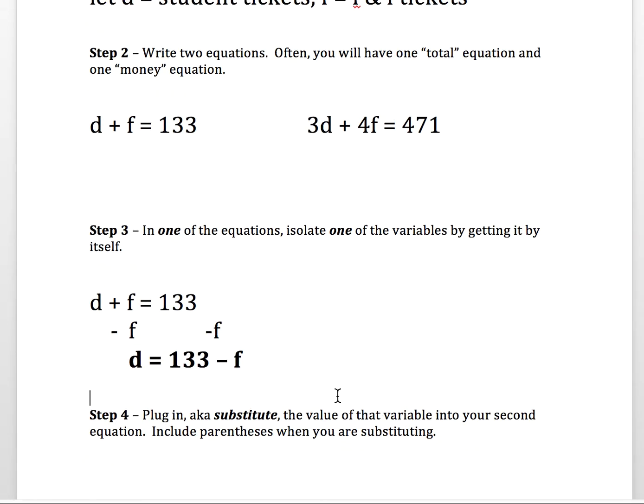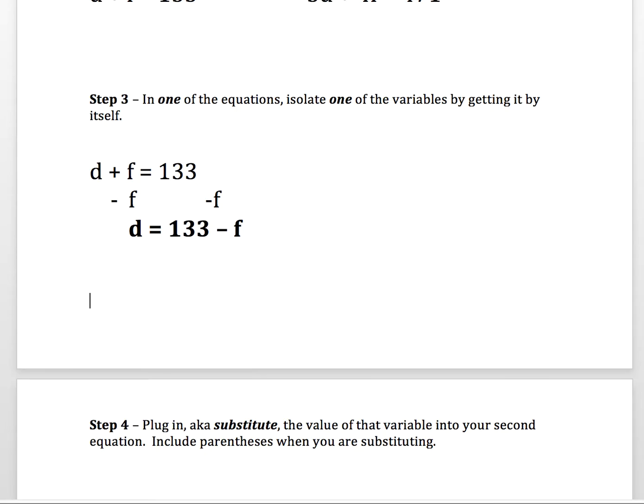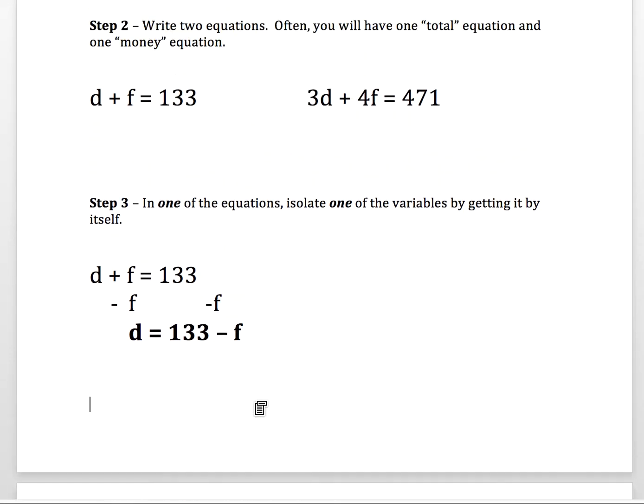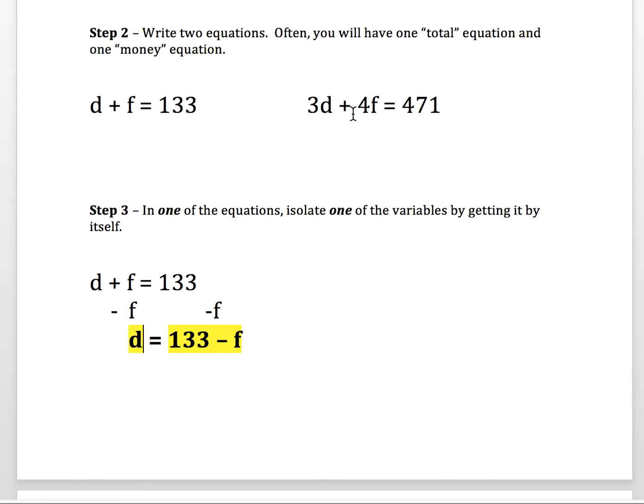Step 4 is going to tell us to substitute, or plug in, the value of that variable into your second equation. Include parentheses when you're substituting. So this is the key step in substitution. And the logic is that if D equals 133 minus F, then in the other equation where we see D, we can replace it with 133 minus F.